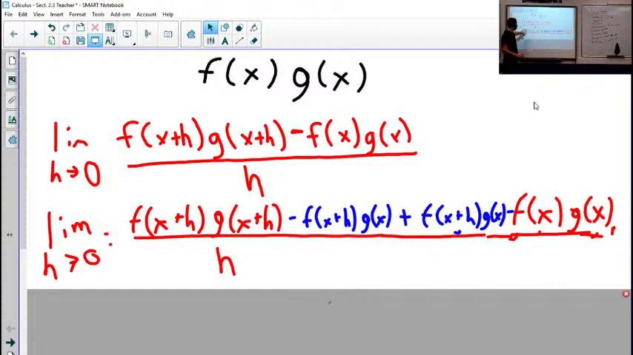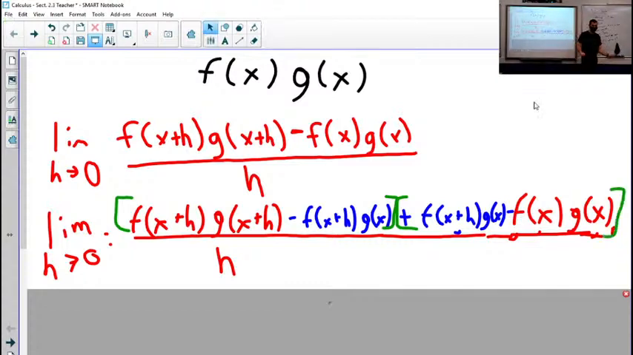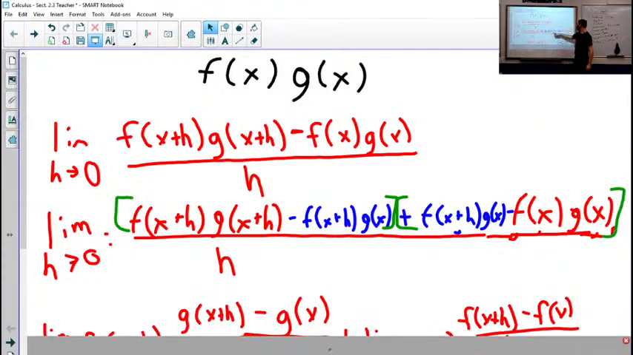All right, so I'm going to subtract this expression, f of x plus h times g of x, and then I'm going to add it back, the f of x plus h times g of x. And then we have minus f of x times g of x. The reason I can do that is because now I can group these together, and I can group these together and see what can come out of each. Out of the first group, I can take an f of x plus h out. Out of the second group, I can take a g of x out.